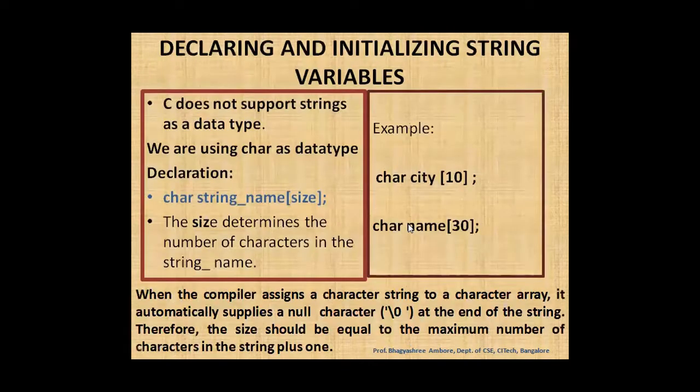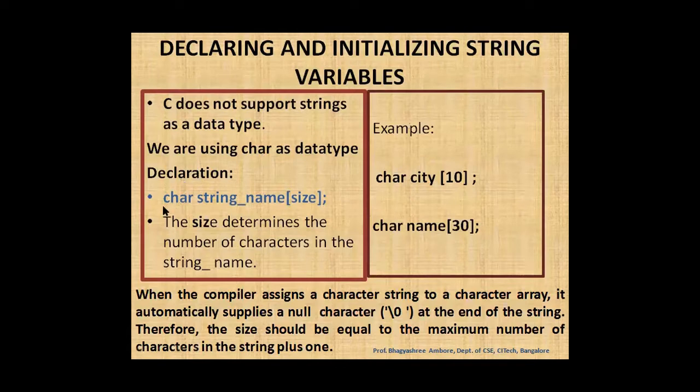Now, how to declare this string constant? In C, we don't have any data type called string. C doesn't support any data type by the name string. So for string or character purposes, we have the data type char. Whenever you want to declare a string, you have to use the char data type.